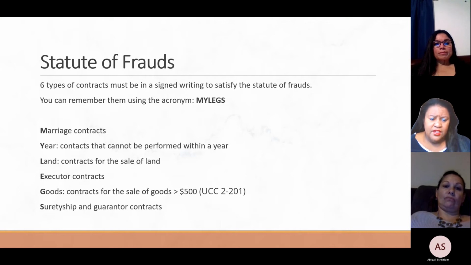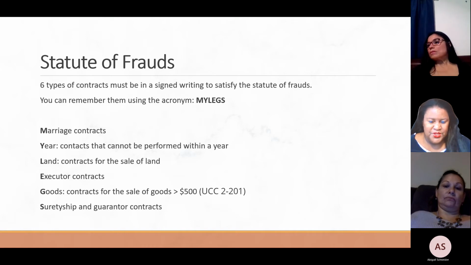Executor contracts, co-signers and guarantors. Anytime somebody signs for the debt of another, that agreement must be in writing. A perfect example would be if you buy a car for your child when they're 16 or 17 years old, and the dealership says, well, they need a co-signer. They don't have enough established credit. They're a teenager. You'll have to co-sign for the car. So if you have to co-sign for someone else's debt, that has to be in writing.